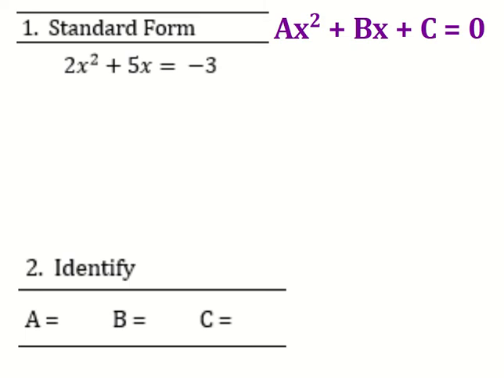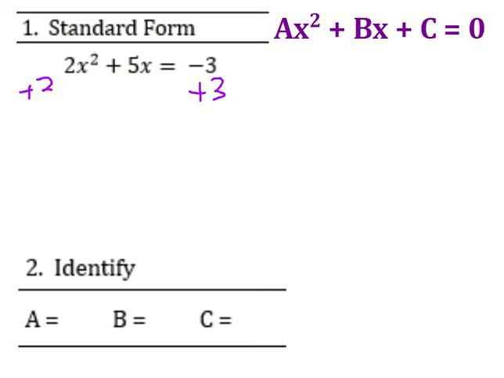As a reminder, our standard form is ax squared plus bx plus c, all equal to 0. If I look back at my example here, 2x squared plus 5x equals -3. Well, -3 and 0 definitely are not the same thing. So I need to move that -3 back over to the left side. I'm going to do that by adding 3.